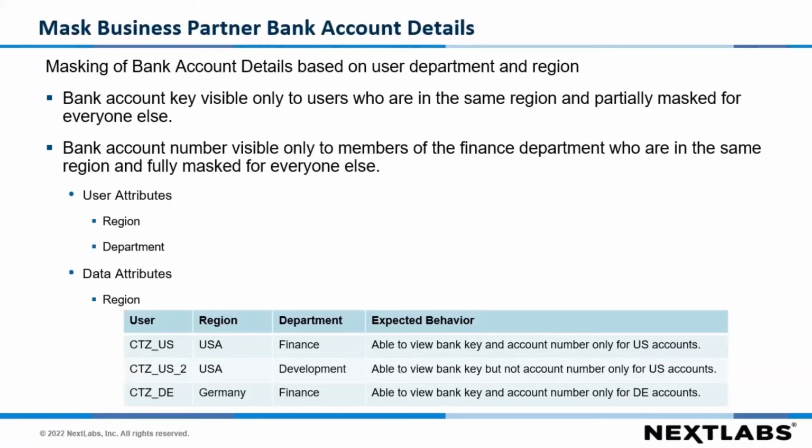So in this example, we will have 3 users: Citizen US, Citizen US2, and Citizen DE. We will be using the user attributes of region and department and the data attributes of region to determine what data should be masked.